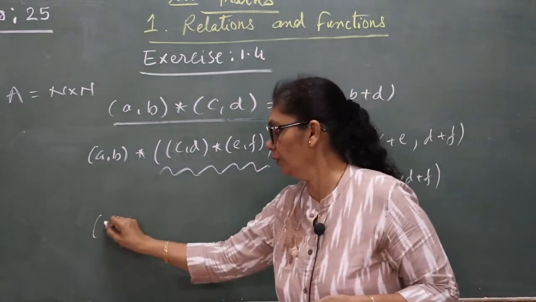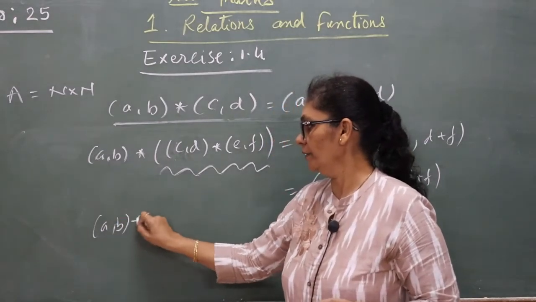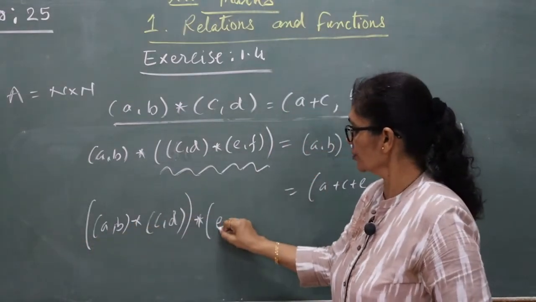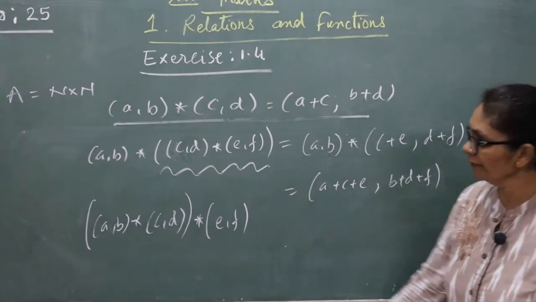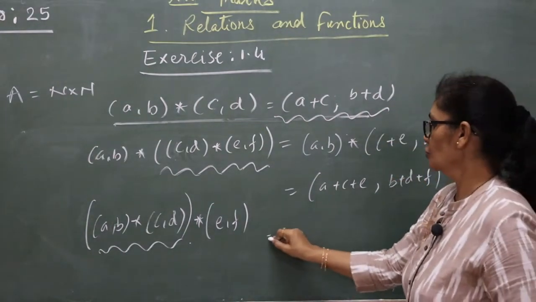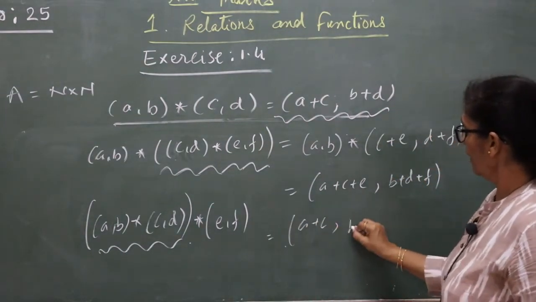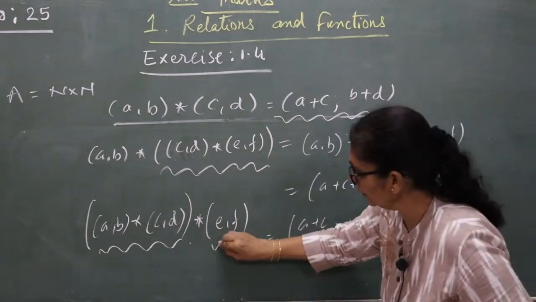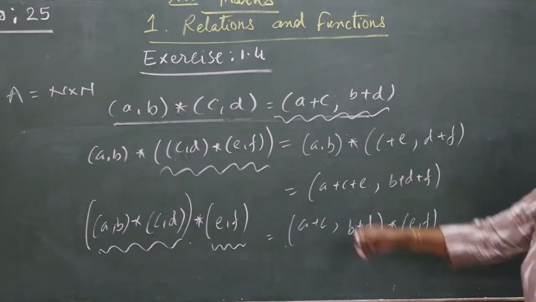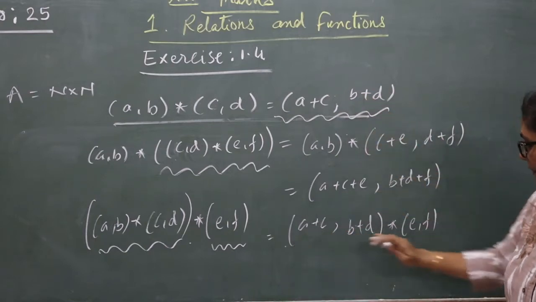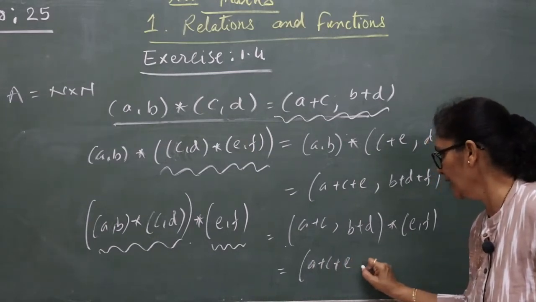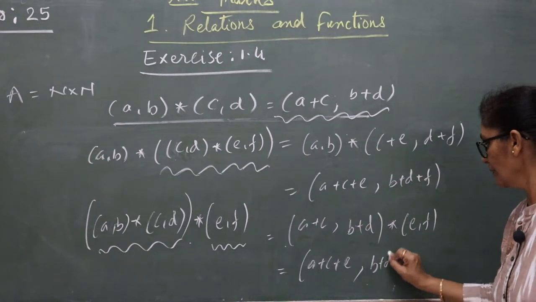So let's follow the same thing: (A, B), and we are taking (C, D) together. Now these two in combination and last with (E, F). If we apply these two together, then what is our result? A plus C, B plus D. So let's follow this, (A plus C, B plus D). What is the new thing? We have E and F. So let's apply with E and F. Now the concept is the same, but our terms have changed: A plus C with E and B plus D with F. So what you can write: A plus C plus E and the second term B plus D plus F.